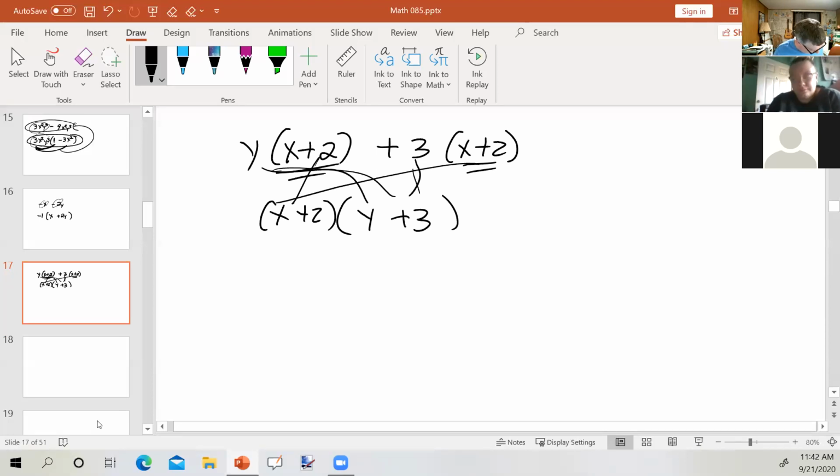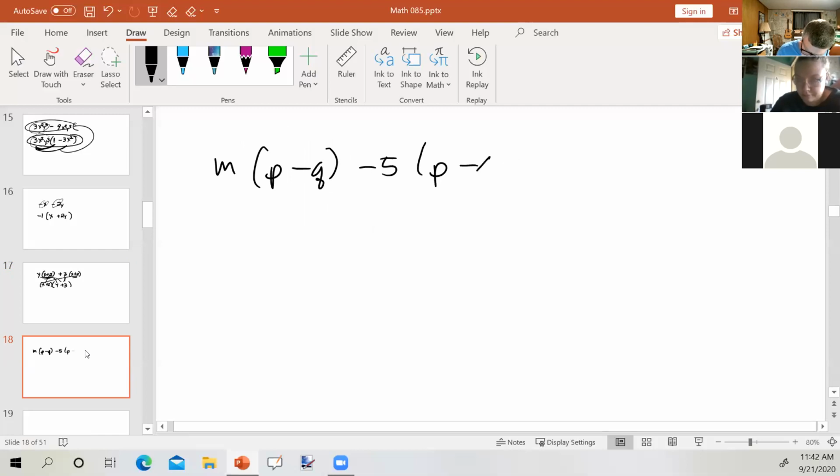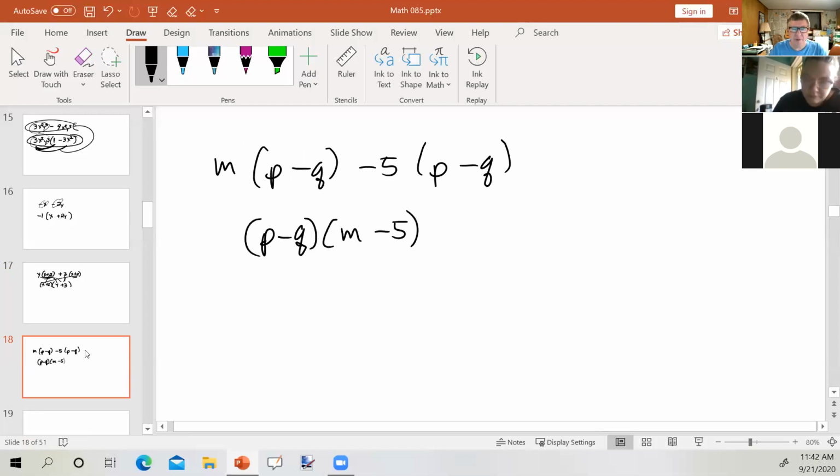All righty, let's do that again. I've got m times the quantity p minus q minus 5 times the quantity p minus q. So here, the greatest common factor is p minus q, and the leftovers are m minus 5. Any questions about how that's working? Okay.